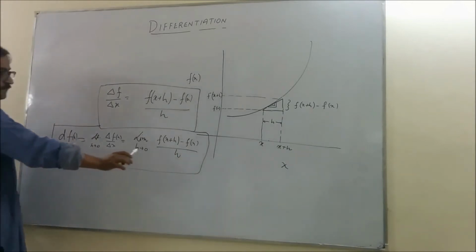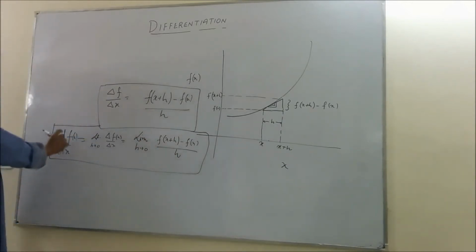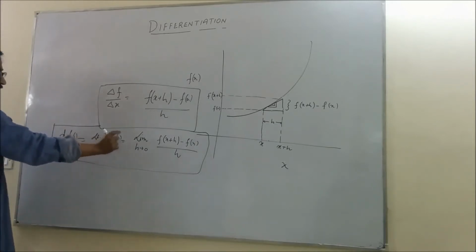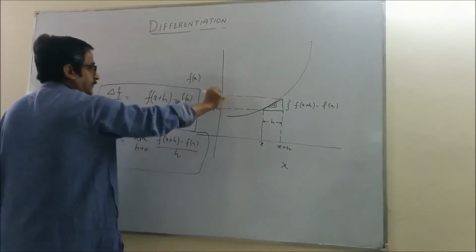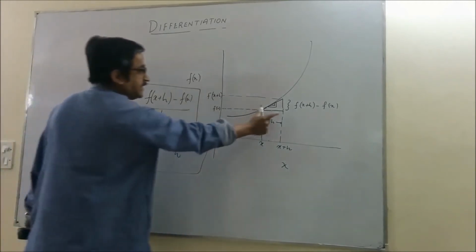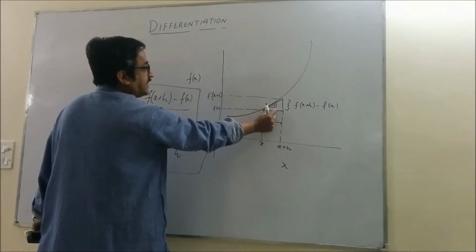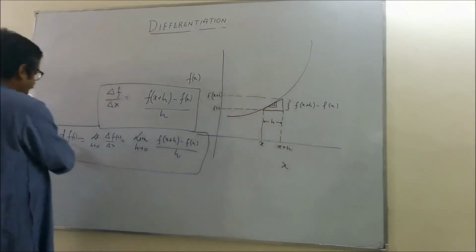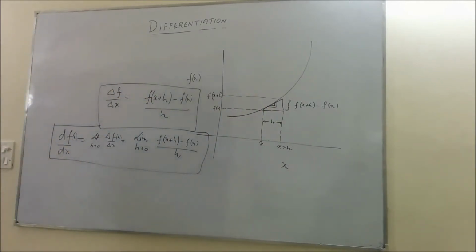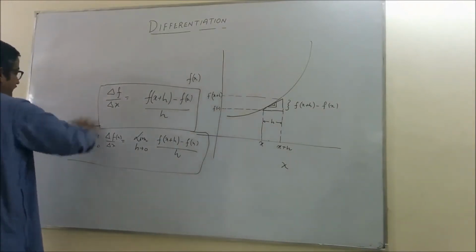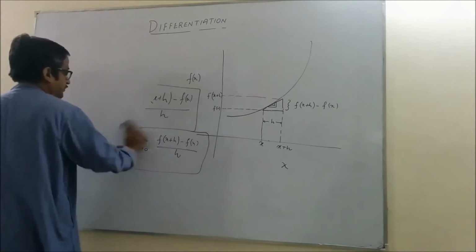This is the formal definition of derivative, which measures the change in the function over the change in x as this distance h tends to 0. That's your definition of derivative. Now we'll use this concept to find the derivative of a few known functions.